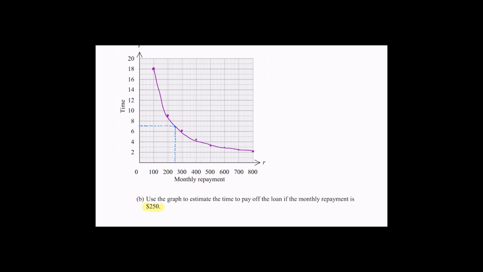I'm going to draw my dotted lines in until I hit the graph and come across. Now remember, my time is in months. I didn't put that on the graph, so you should probably do that. So it looks to me like it's approximately 7 months. It's hard to tell. 7 months looks like it would do. Yours might be a bit more accurate. Yours might be like 7.2. In that case, you should round up to about 8 months.